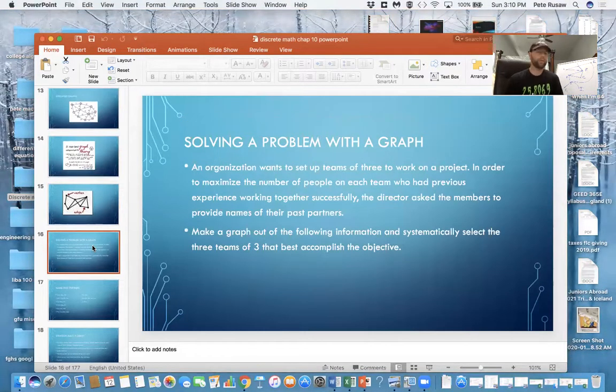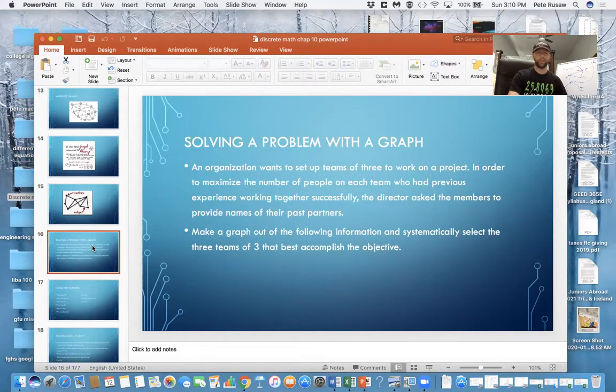But before we get into too many details, I thought we could just set up a problem and solve it with a graph. An organization wants to set up teams of 3 to work on a project. In order to maximize the number of people on each team who had previous experience working together successfully, the director asked the members to provide names of their past partners. I have some information on the next slide, but what we'll be trying to do is make a graph, and that is a series of dots or vertices.